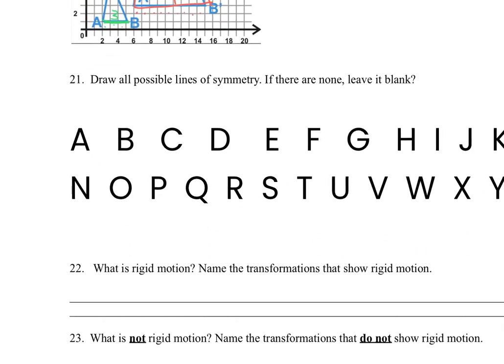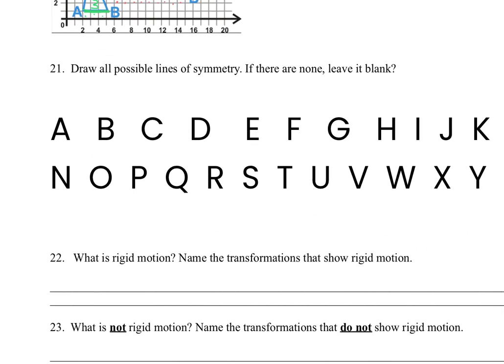All right, for number 21, it says draw all possible lines of symmetry. If there are none, leave it blank. All right, so letter A, remember lines of symmetry is when you can draw a line any direction and it'll be the same on both sides. So for letter A, we can draw one line going up and down.